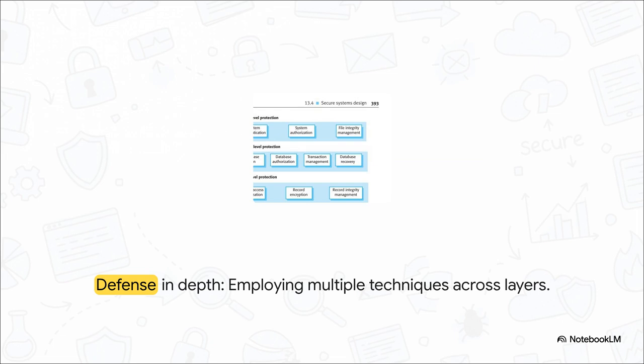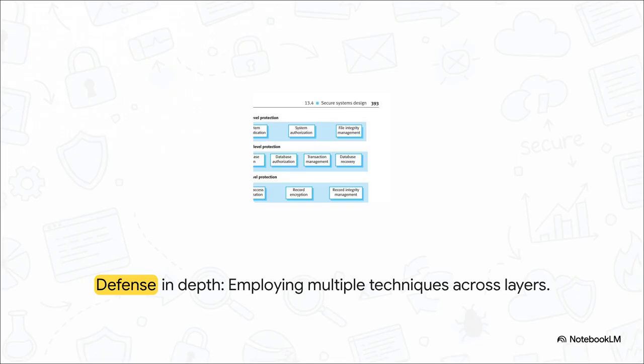Speaking of techniques, our next key principle is defense in depth. Basically, don't put all your eggs in one basket. This means employing several different security techniques across multiple layers of your system. A single failure should never result in a total compromise.